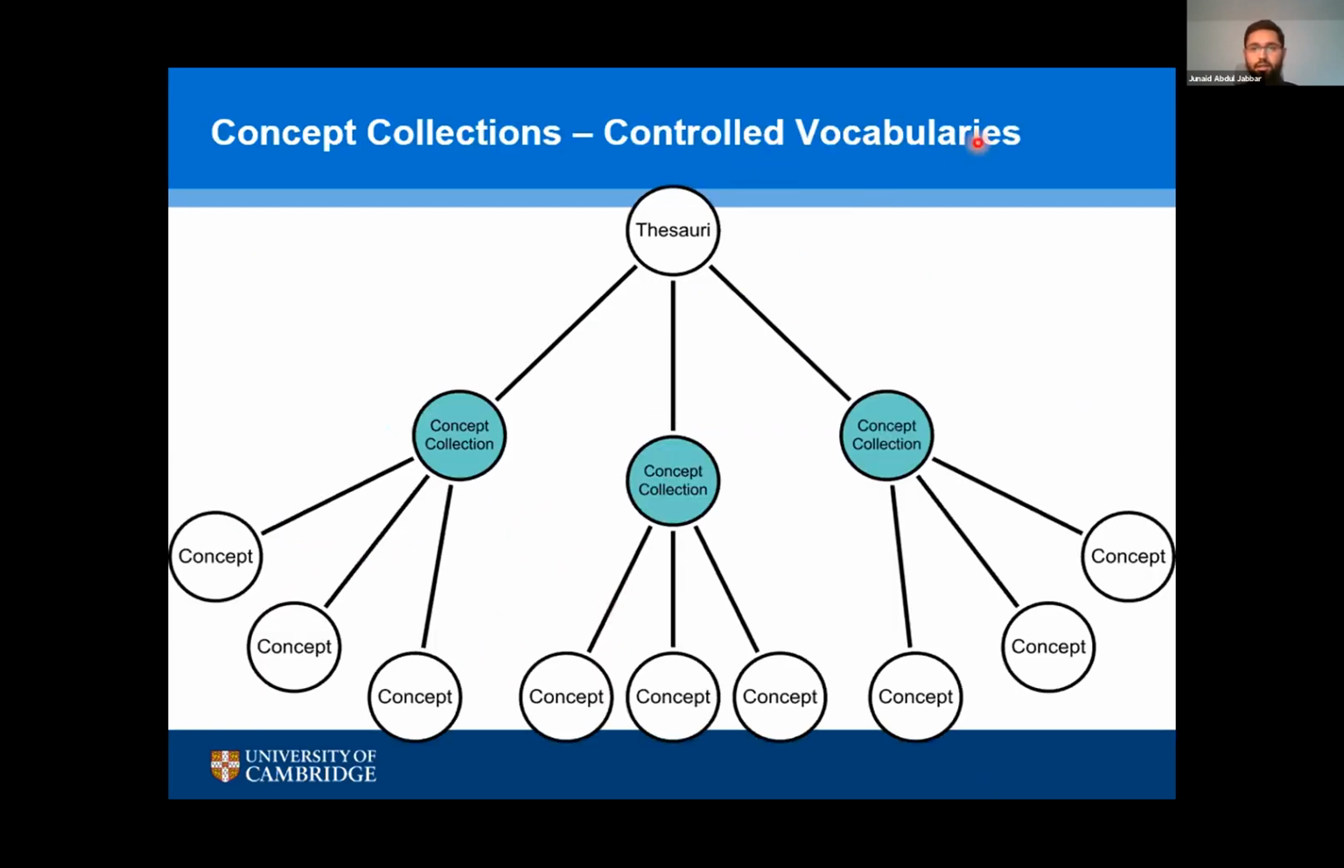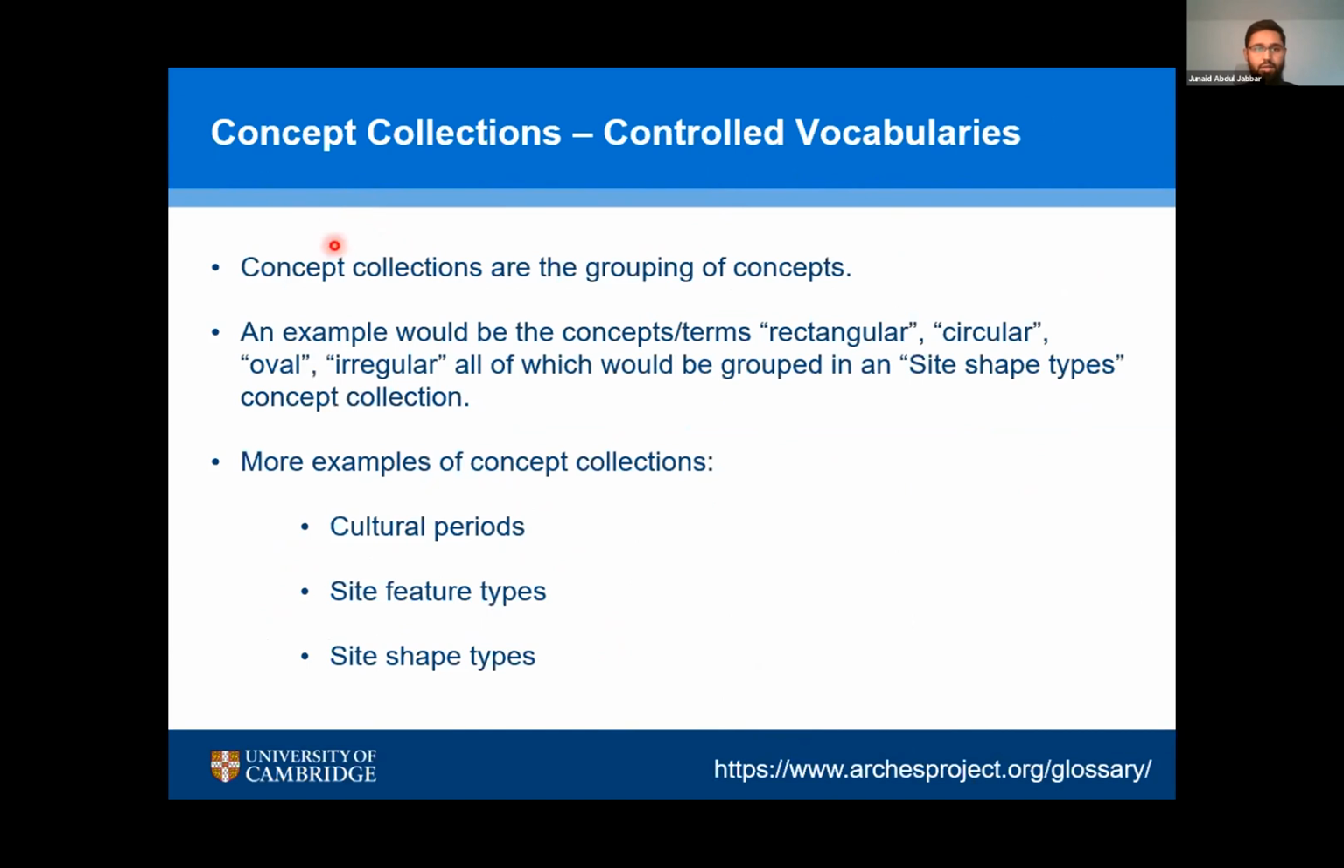So looking into the second level of the concepts, which is the concept collections. The concept collections can be seen as the grouping of the concepts. Again, mentioning that concepts are the individual terms within our control vocabularies. An example would be the concepts or terms rectangular, circular, oval, irregular. All of these can be grouped in a site shape types concept collection. So site shape types is basically a grouping of these concepts.